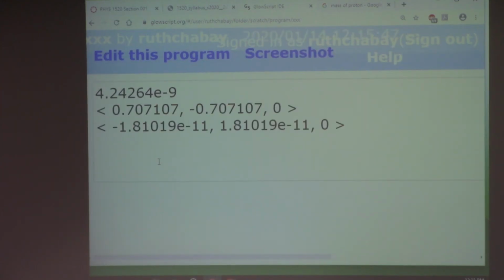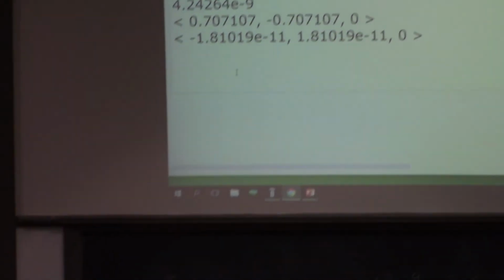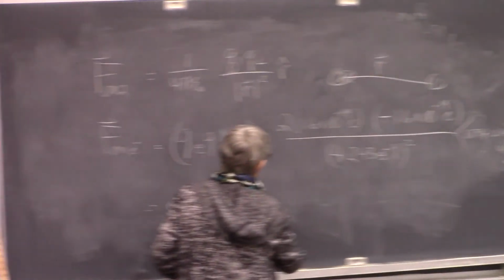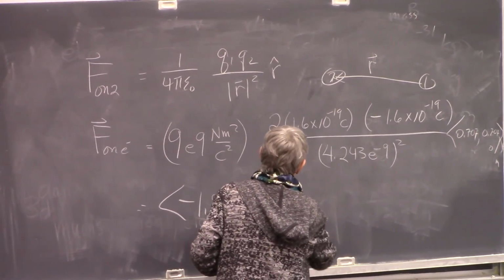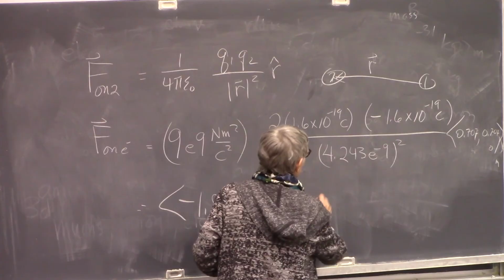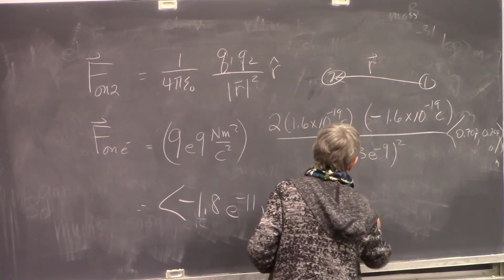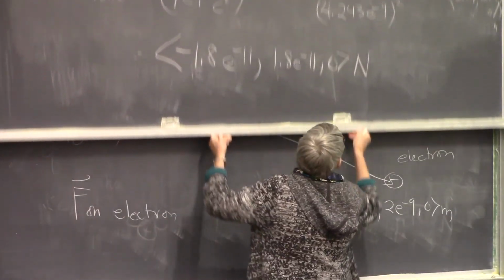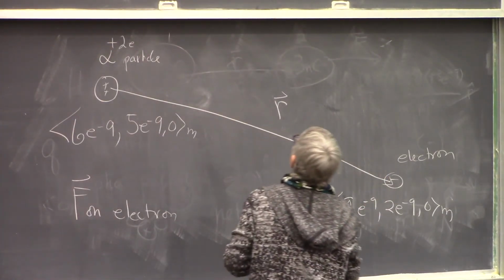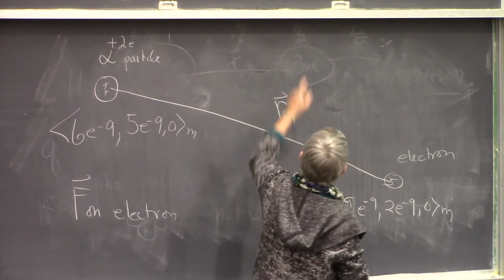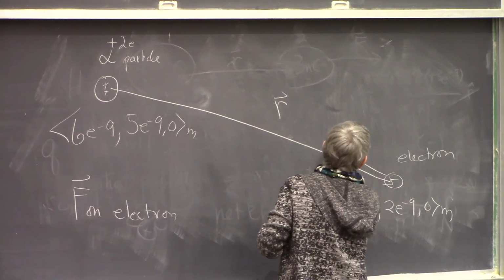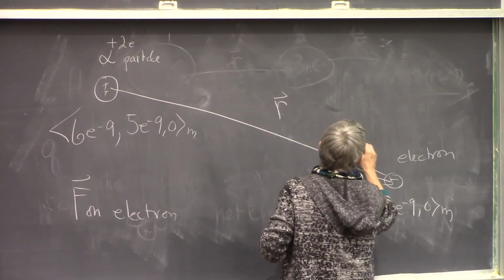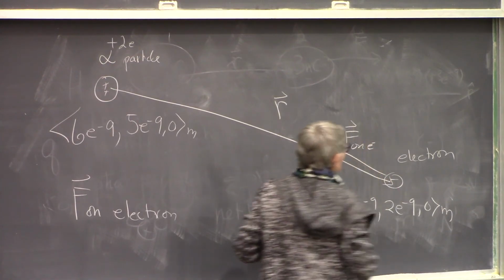Yeah. And so we get a force that is minus 1.8 times 10 to the minus 11, 1.8 times 10 to the minus 11, 0 newtons. So does that make sense in terms of direction? It's in the minus x direction and the plus y direction. And so that looks right.